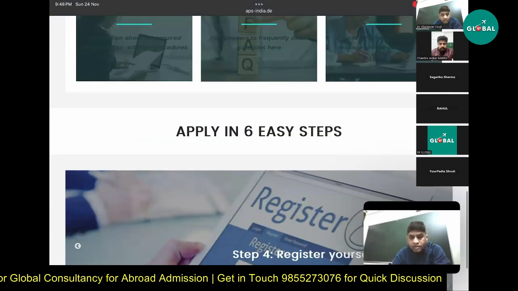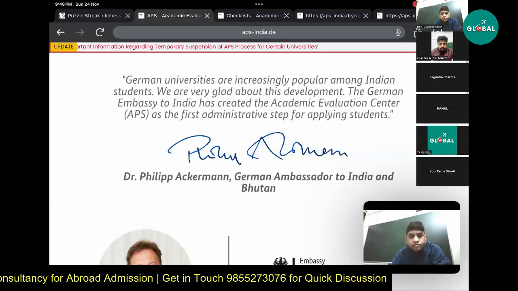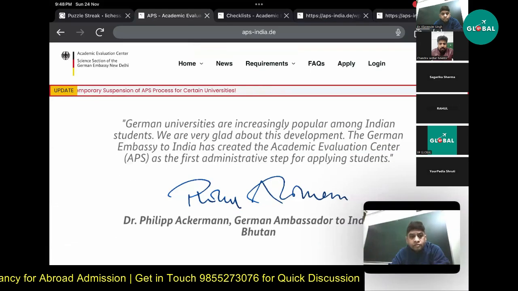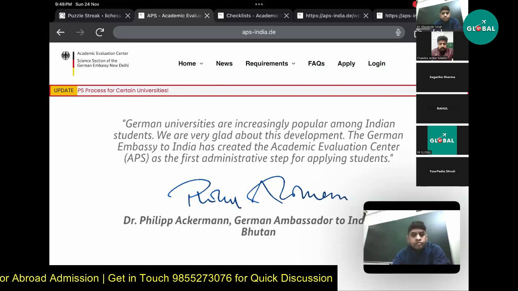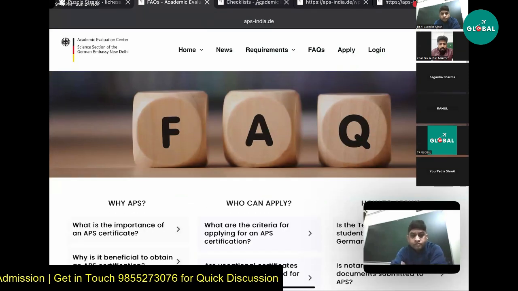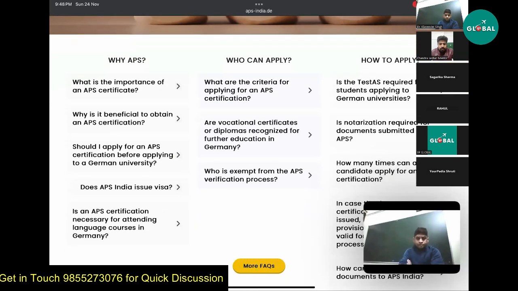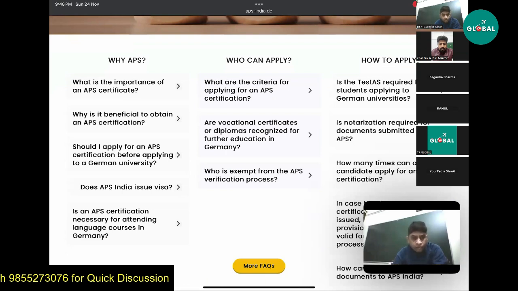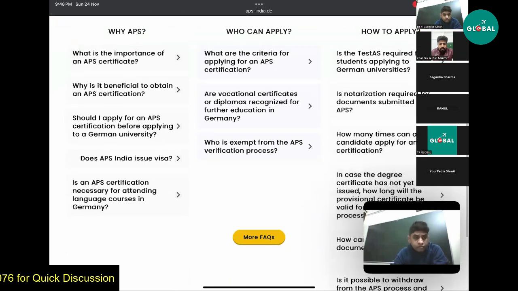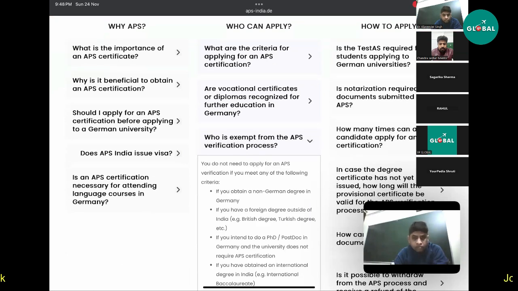So what you go to is this website, the APS India website. Just type APS website and it will be fine, right? Okay. So if you go to FAQs, you can see a lot of different information regarding why APS, this kind of stuff, and who can apply. Probably all can apply. Who is exempt from the APS verification process? Kind of very important questions if you see.